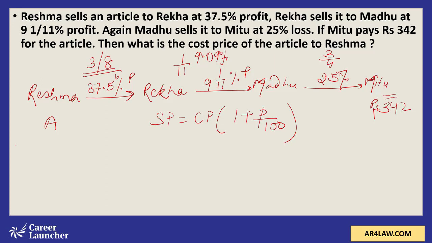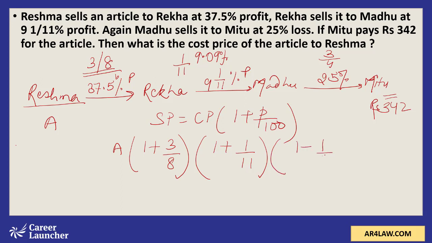So I'll change this question as, if the cost price to Reshma is A, cost price to Rekha would be A into 1 plus 3 by 8. This 3 by 8 is for 37.5% profit. Then this becomes the cost price for Rekha. Rekha is selling it to Madhu. So the cost price to Madhu would be, further what is added? 1 plus 1 by 11. Then Madhu is selling this article to Meetu at a loss of 25%. So the fraction that comes into the picture, 1 minus 1 by 4. And finally, this is being sold to Meetu at 342.